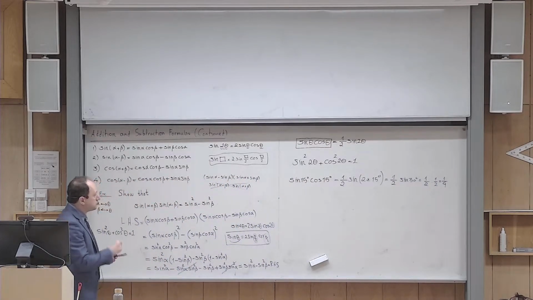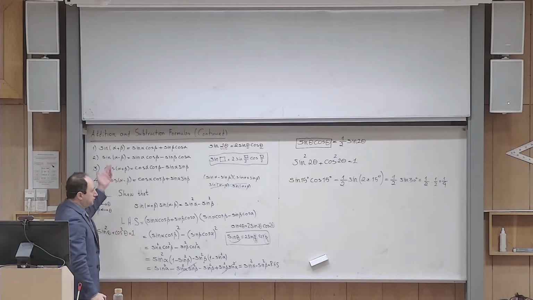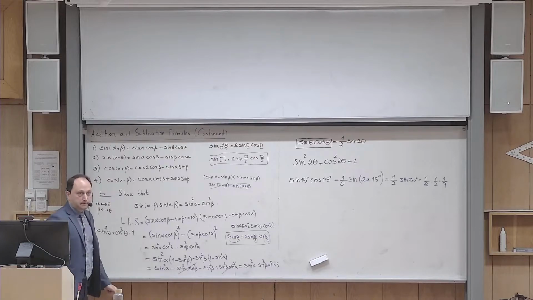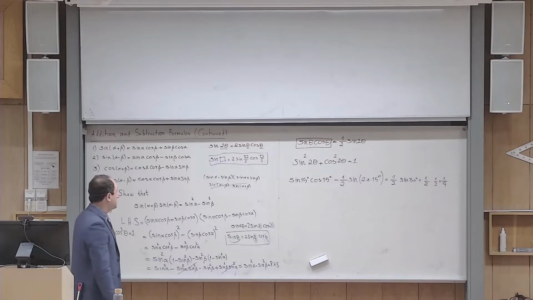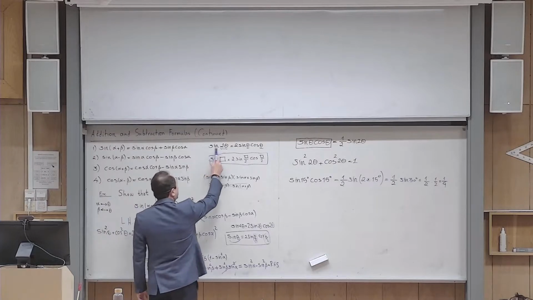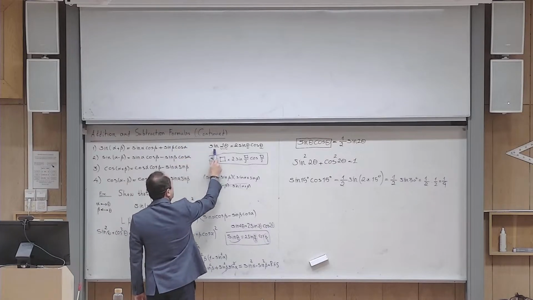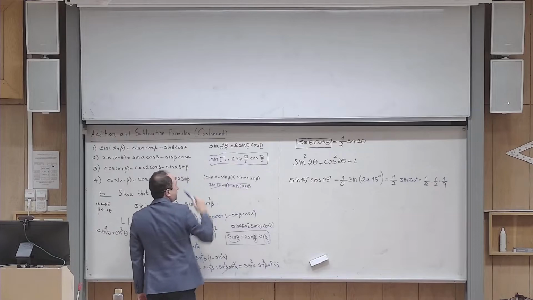But if I ask you sine of 15 only, then you have to use this formula, for example. Any questions? Okay, so that is one formula we discovered. This is called the double angle formula for sine.